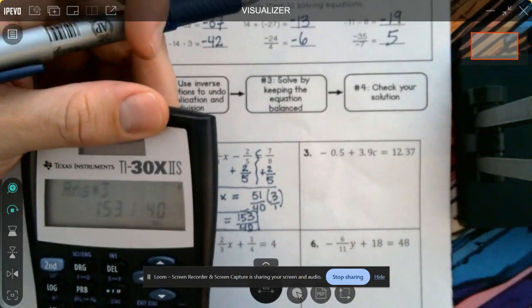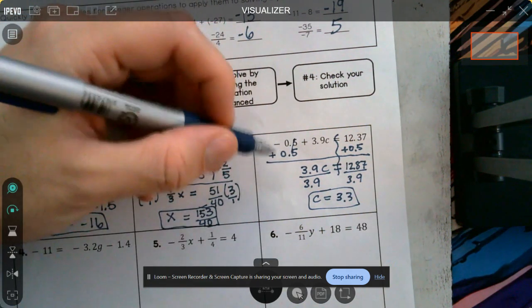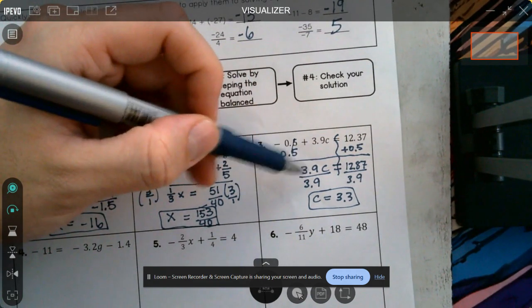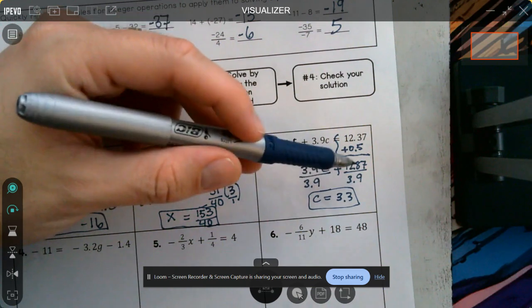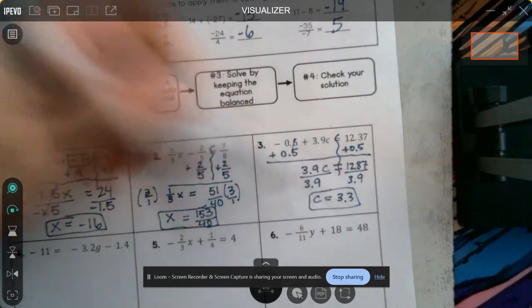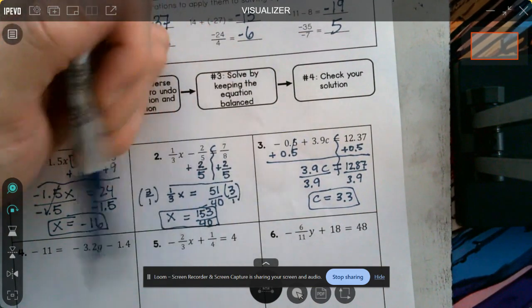All right, here's your work for number 3. So we had a negative 0.5, which is subtracting. So to cancel that, we have to add 0.5 to both sides. Then we divide both sides by 3.9 to get c by itself. And our treasure chest is c equals 3.3. Make sure you can do that on your own. Don't just copy down my work. Try it with your calculator. Make sure you're getting the right answers.